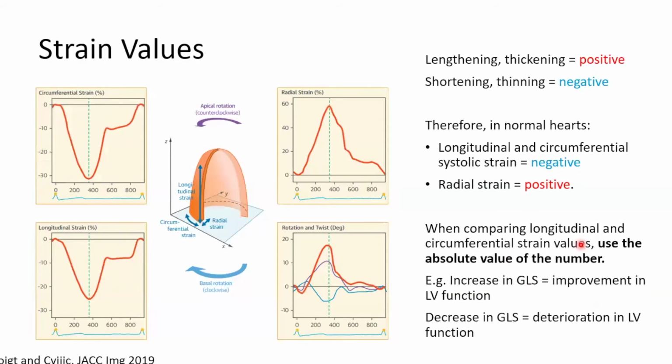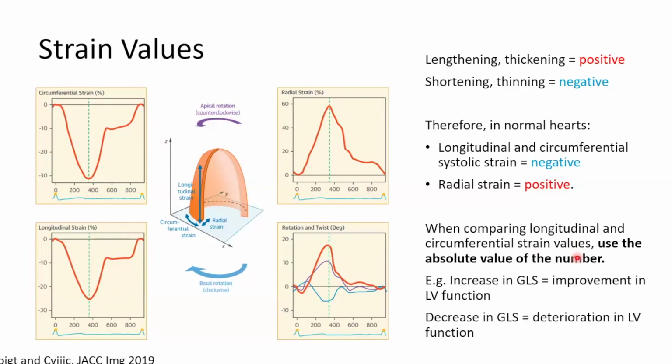So when we have strain values, something I just wanted to point out is the positive and negative values of them. As we can deduce, circumferential and longitudinal strain, because in systole the LV shortens, will lead to negative longitudinal strain values and negative circumferential values. Radial strain will actually be positive because of the fact that there's thickening during systole.